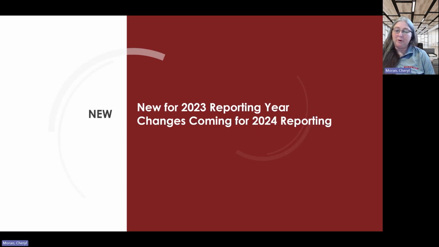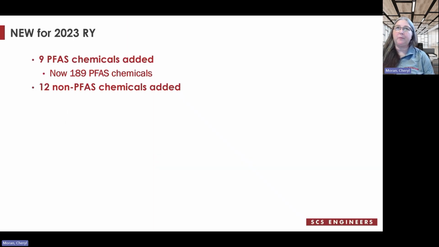So, new for the 2023 reporting year and things that we're looking for in the 2024 reporting year. For the 2023 reporting year, there were 9 PFAS chemicals that were added to the reporting list. So we now have 189 reportable PFAS. You're going to want to review what those chemicals are to see that they're not in any of your raw materials or in any of your products. There were also 12 new non-PFAS chemicals that you'll also want to scan for.